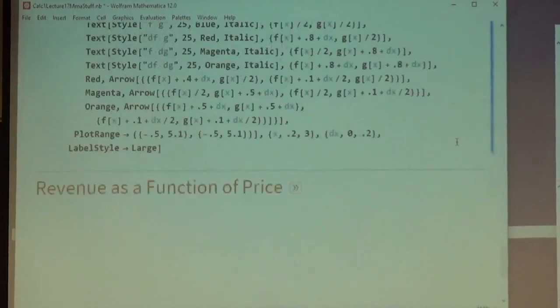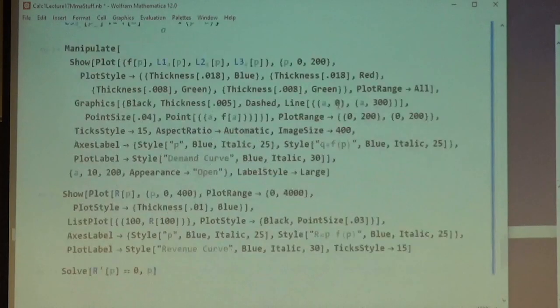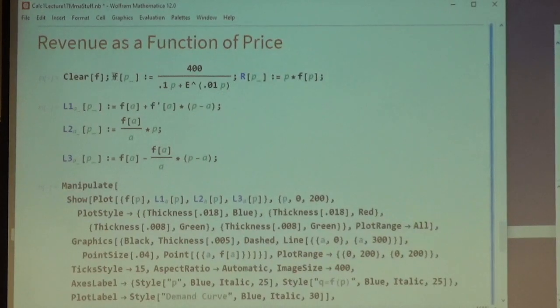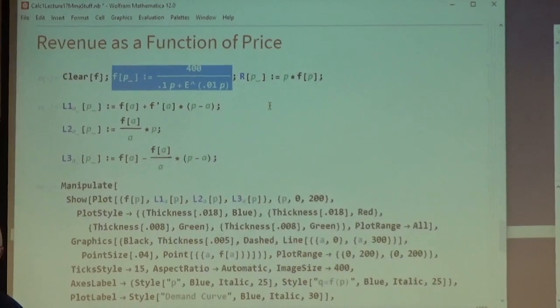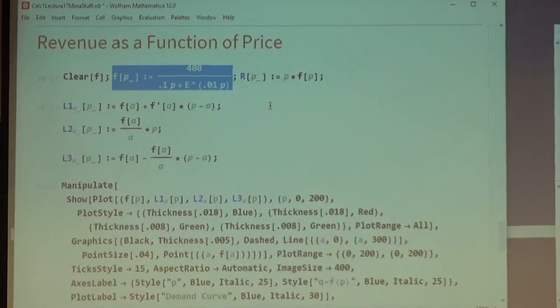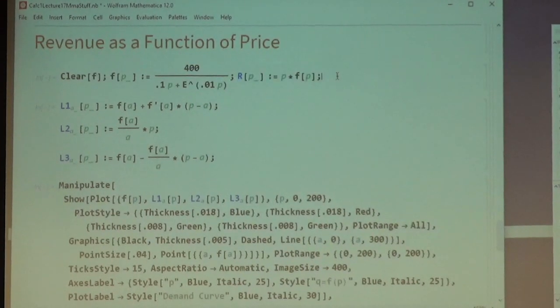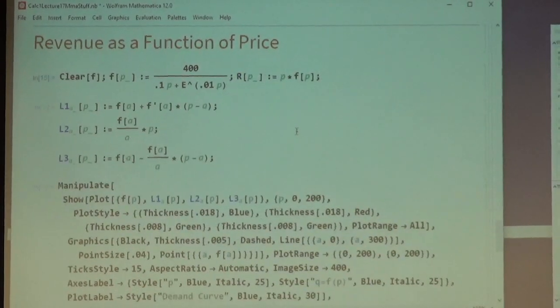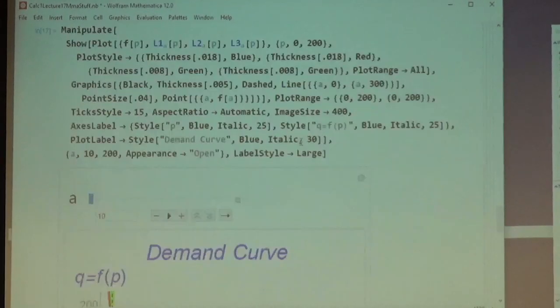So the example that I have here involves this demand function. Where did that demand function come from? I just made it up, okay? No practical situation in mind. I was just trying to make an example up where something interesting happened. That's f of p. Based on this is the corresponding revenue. And these L functions are just functions that help me make a pretty graph.